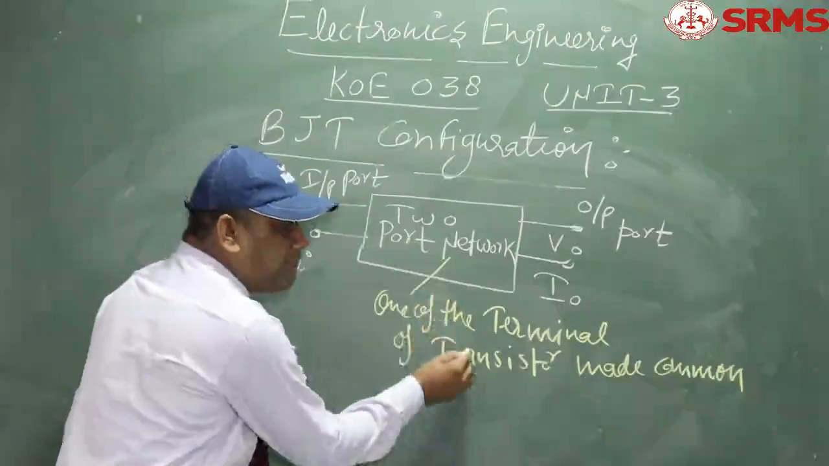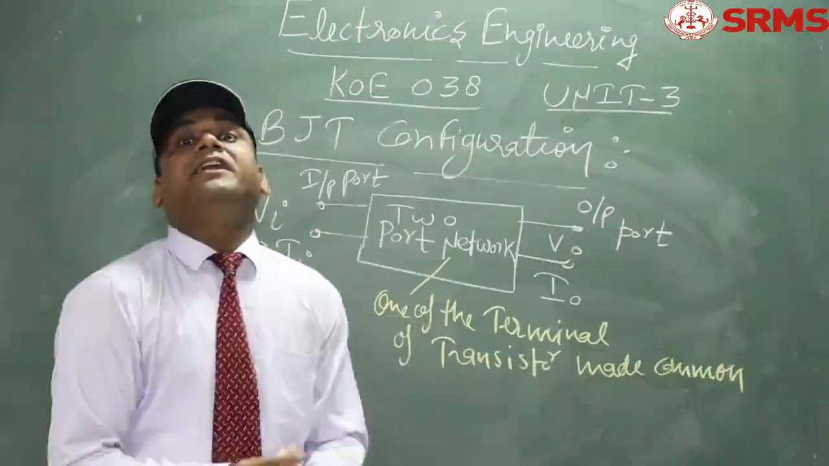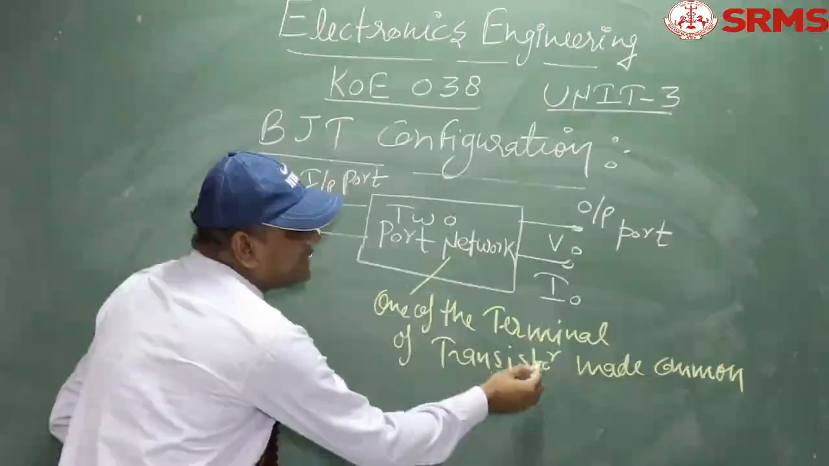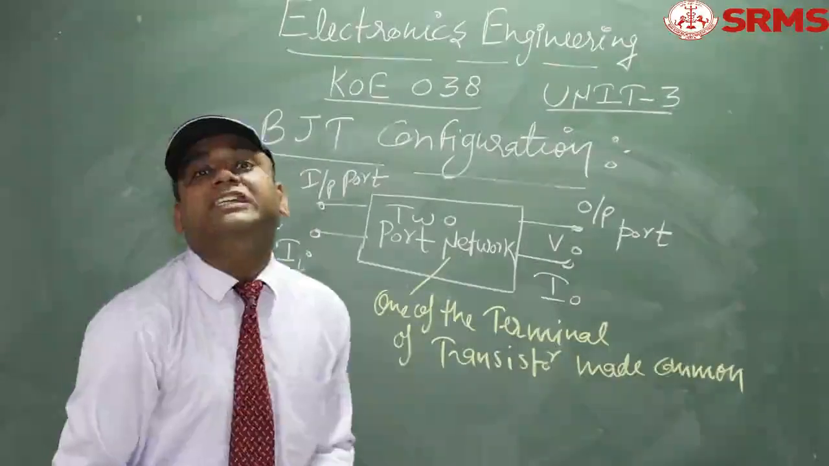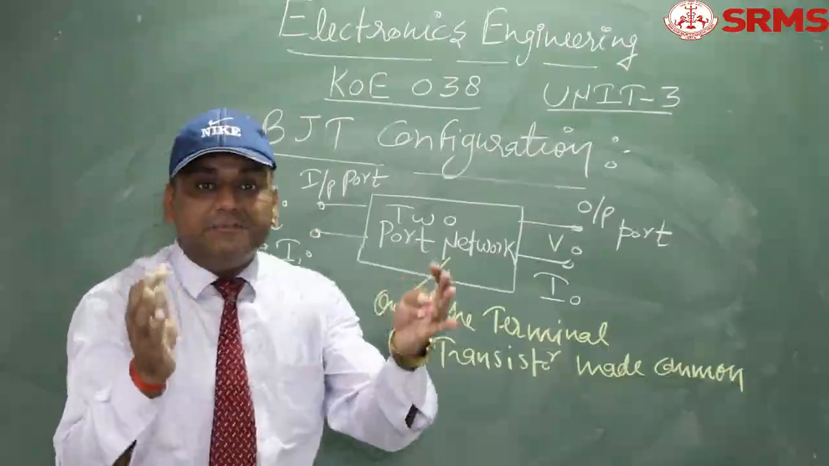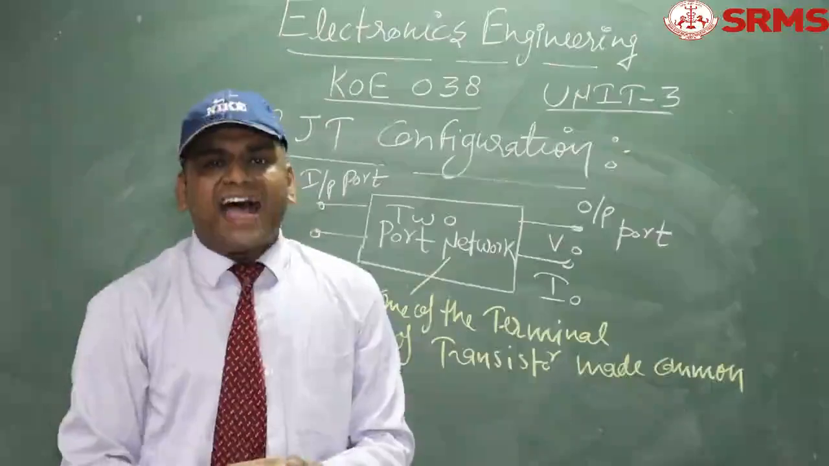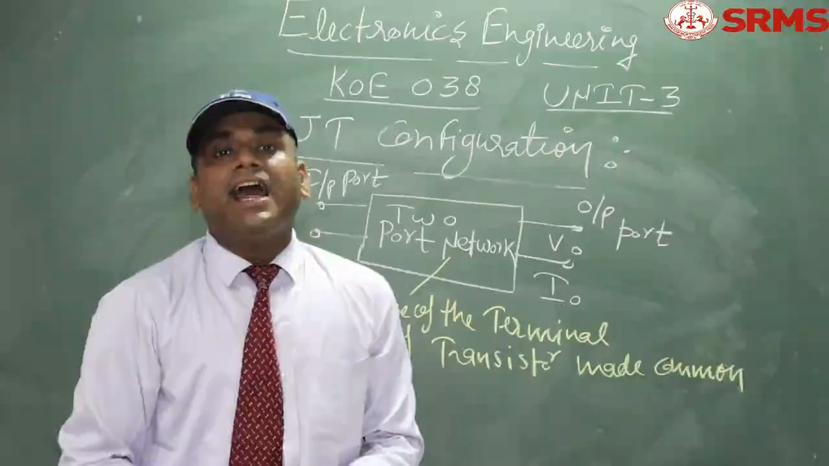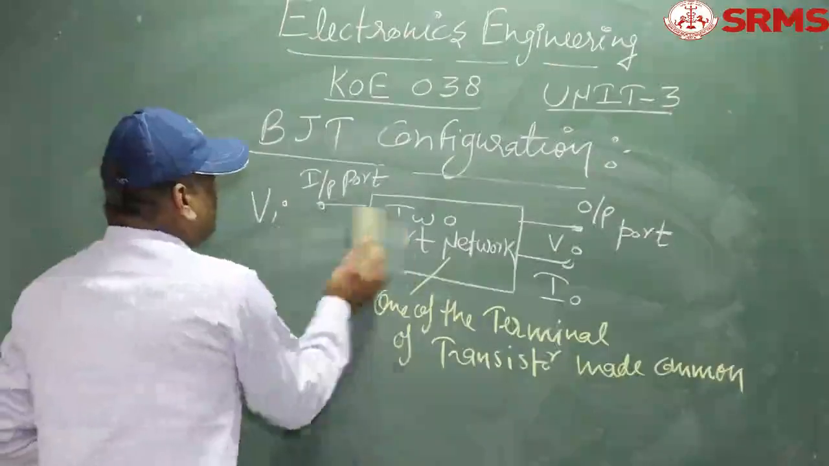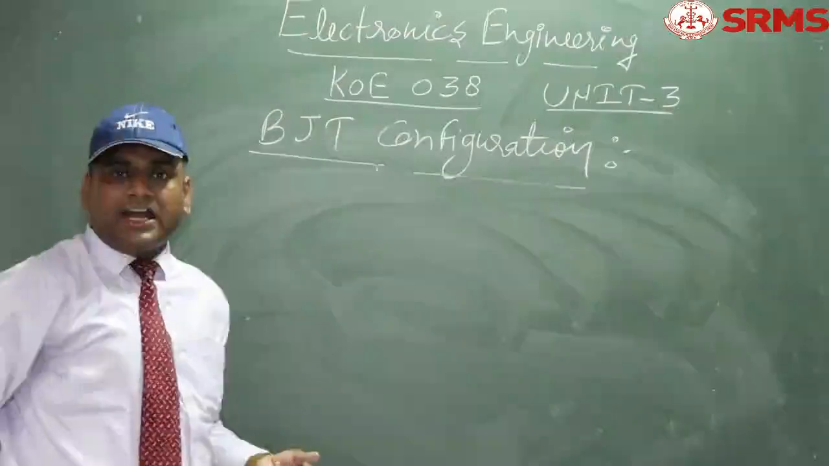And depending upon, it's very important, you should always keep this point in your mind well. If one of the terminal is made common, there could be a possibility of 3 configurations. So depending upon which terminal you are making common, for the input as well as for the output, there are 3 configurations. Is that clear? So which terminal you are making common, based on that, there are 3 configurations of transistor.